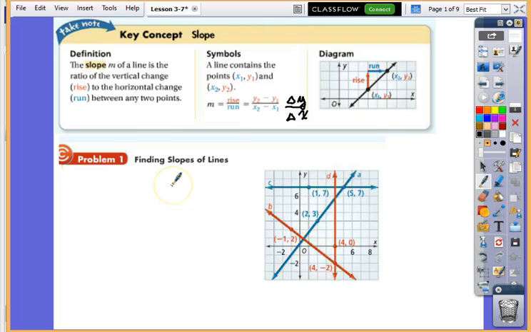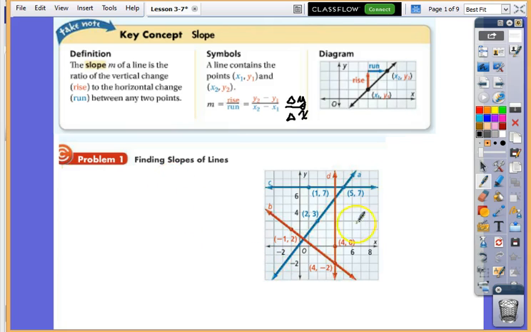So we're going to be finding the slopes of lines. So all you need to do is you just need to identify 2 points. And when you identify 2 points, you put that information into this formula, and that will tell you the slope. The slope is very important. It is very important to be able to find the slope.